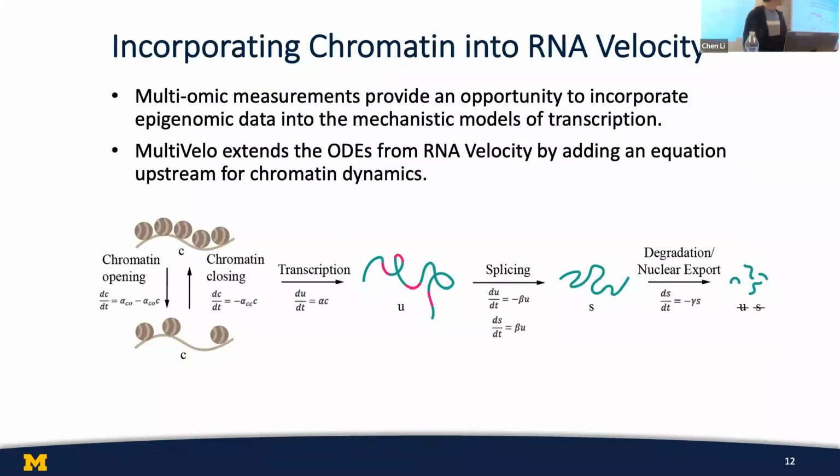To take advantage of this new multi-omic technology, we developed MultiVelo as an extension to the classic RNA velocity model. It models the chromatin dynamics as an upstream process to the splicing dynamics used in RNA velocity. Here, we see on the left that we added two equations, one for chromatin opening and one for chromatin closing. These two equations affect the downstream processes such as transcription, splicing, and degradation along the way.